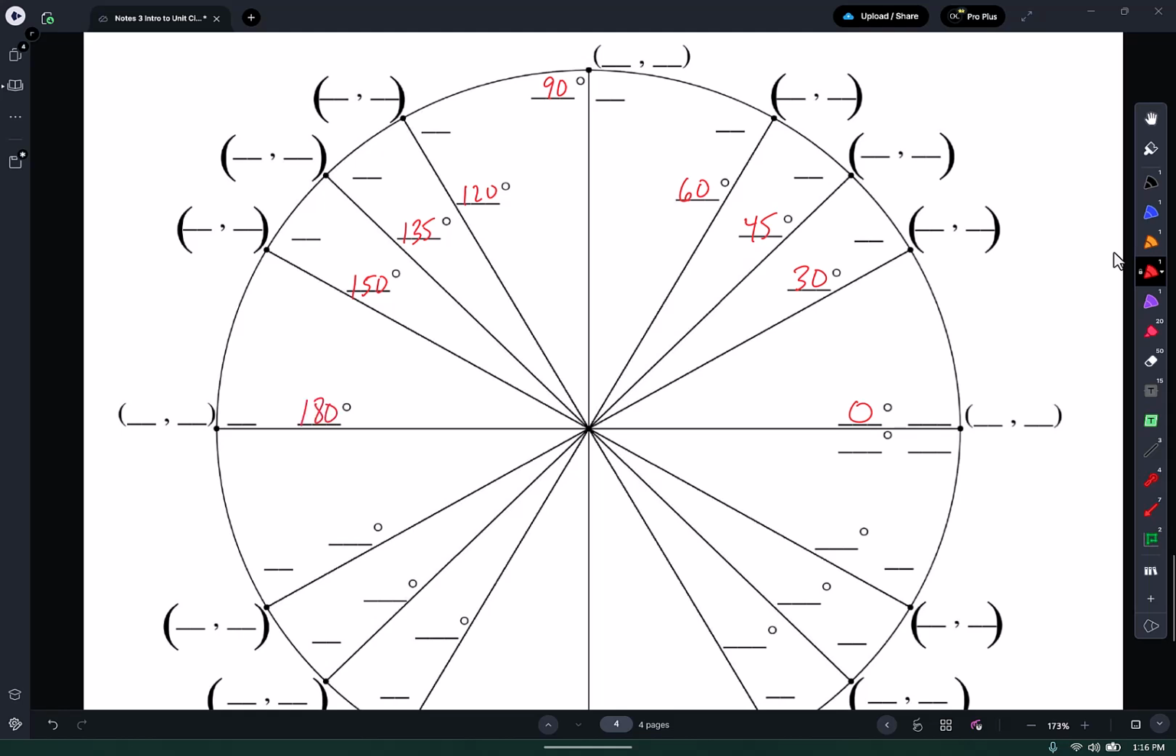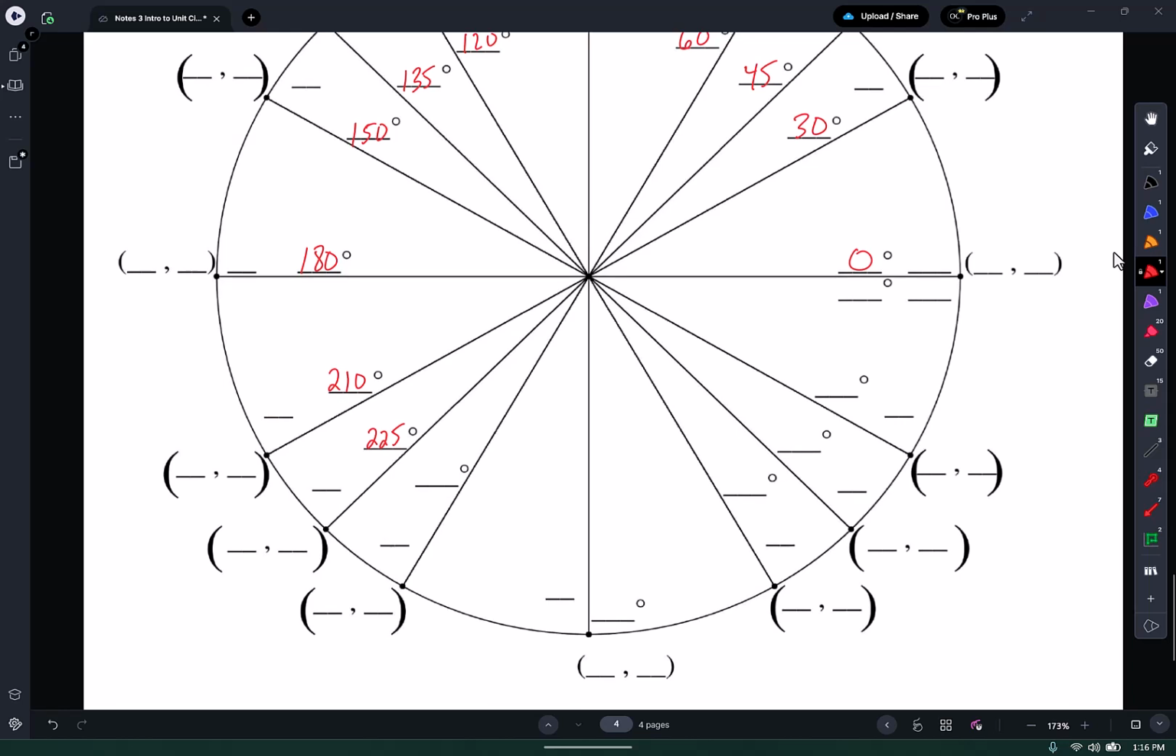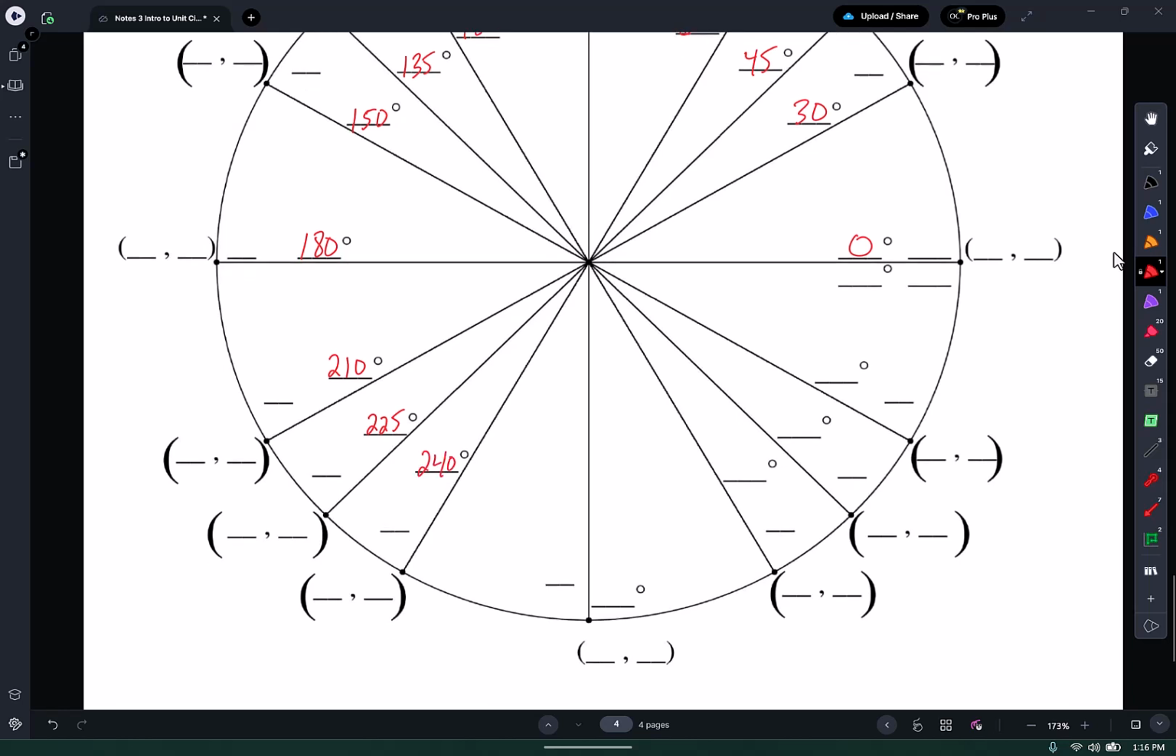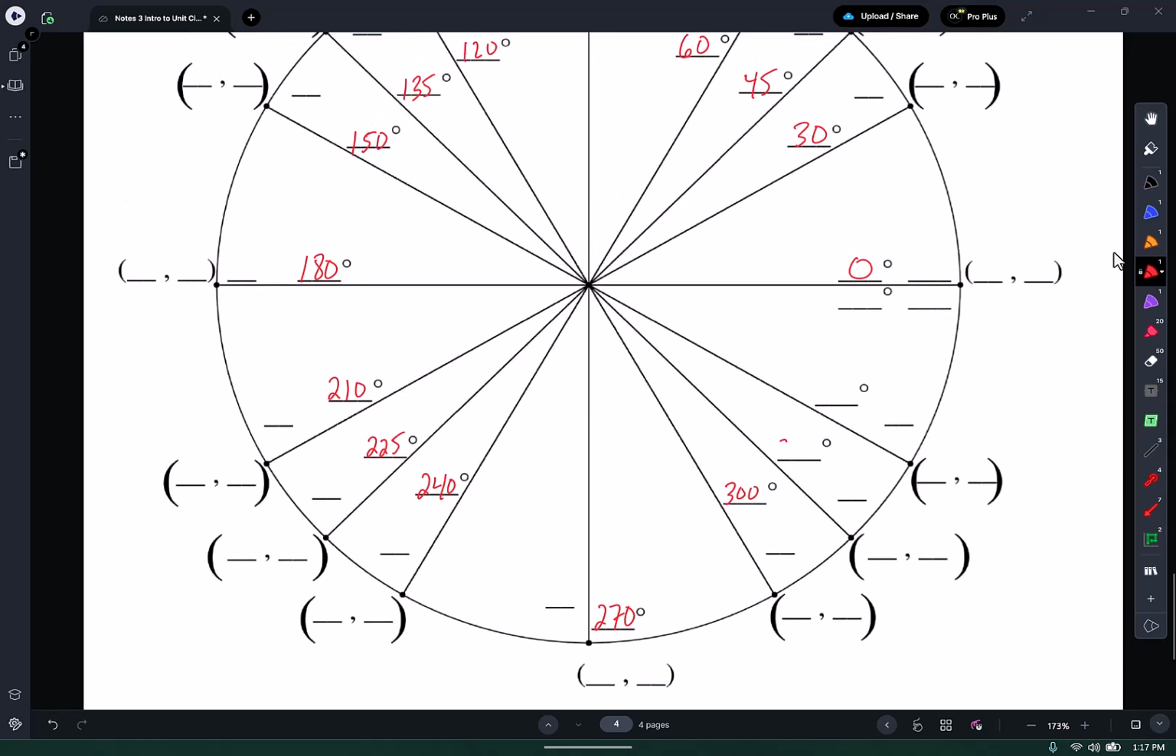And that's how you can check. That definitely has to be 180. What's the next one after that? 210. What's the next one? 225. What's the next one? 240. What's the next one? And that's how you can check. That better be 270. That's okay. What's the next one after that? 300. What's the next one? And then the last one? And yep, you did it right. 1 revolution is 360.